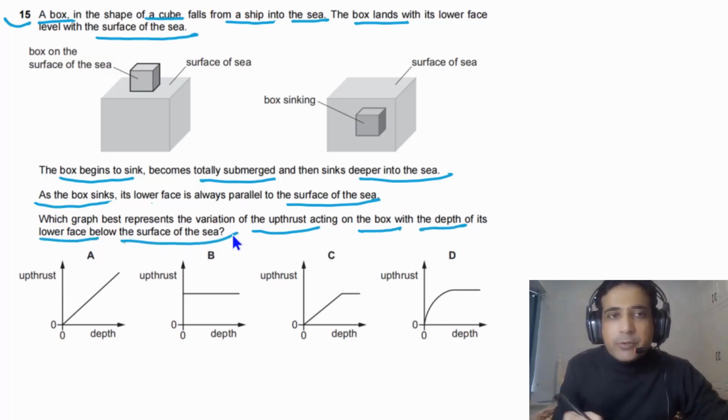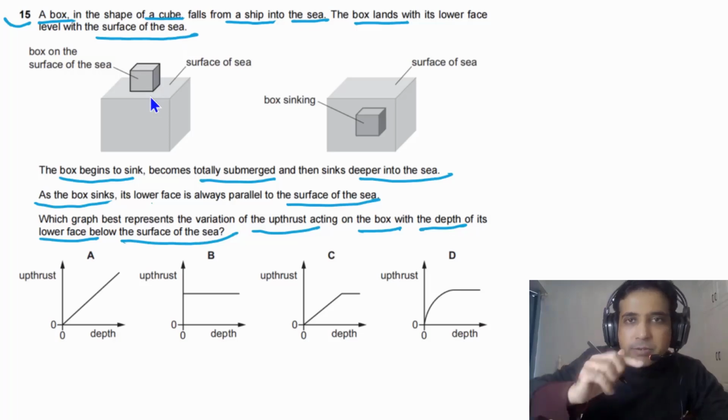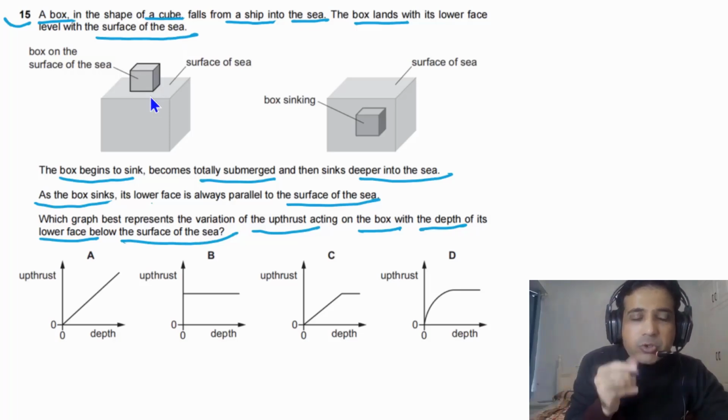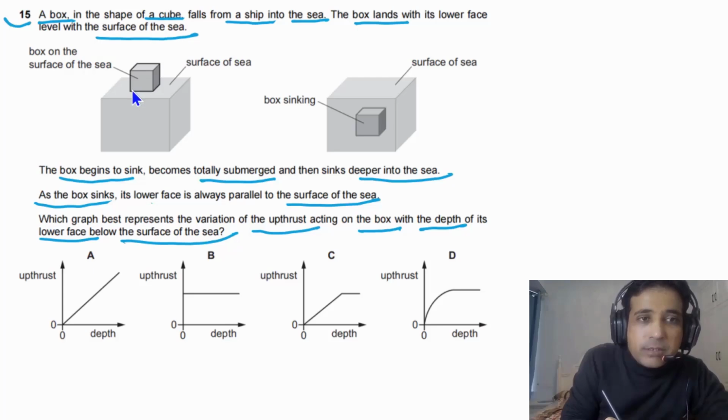First of all, let's try to understand when it is just at the surface. In this case, it is not inside the water. So it is just at the surface. We can simply say the box is on the surface of the sea. This is given to you. The box is at the surface of the sea, so we can draw this one here. You can see this in a very clear way. So, just at the surface.